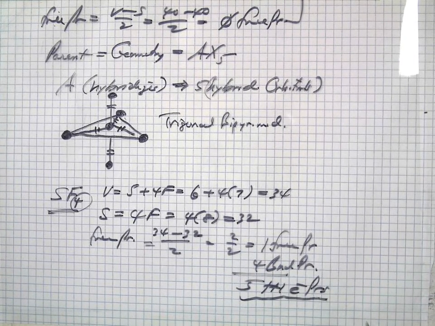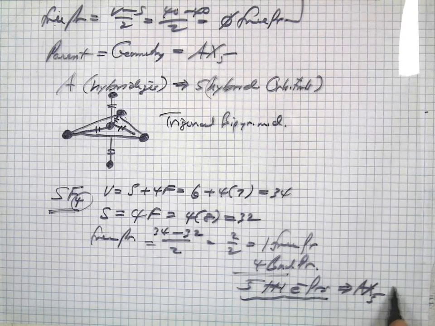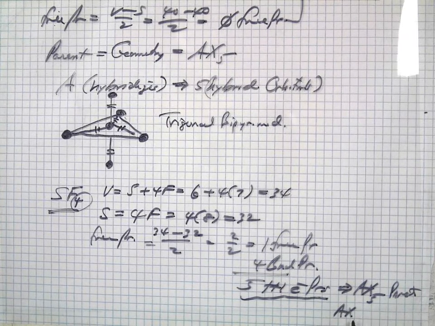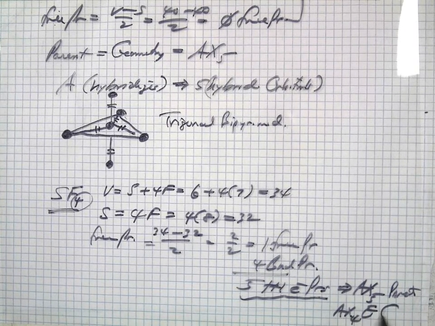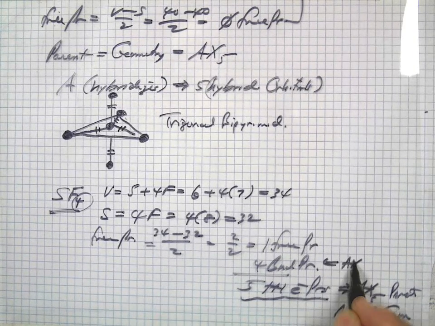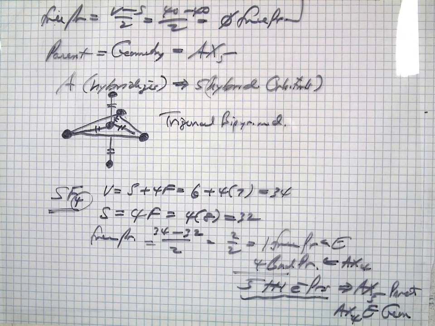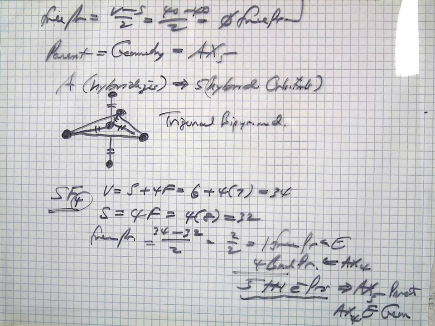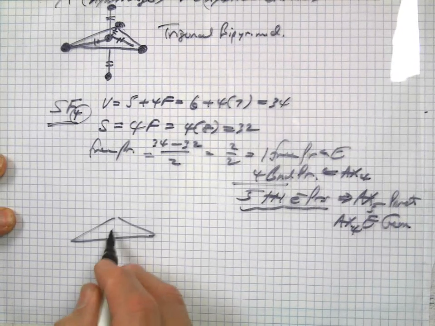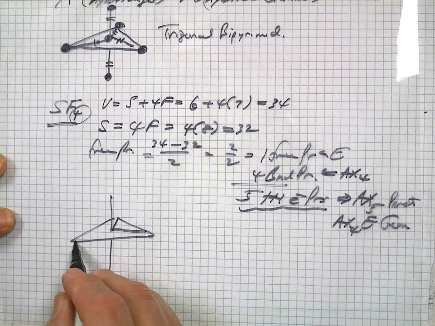5 total electron pairs is an AX5 parent. But it's an AX4E geometry. See, this is the AX4, and then you have the E for the free pair. So it's still based upon the trigonal bipyramid. You draw your triangle, put your dot in the middle, and go straight up, and then straight down, and then put your bars to the corners.